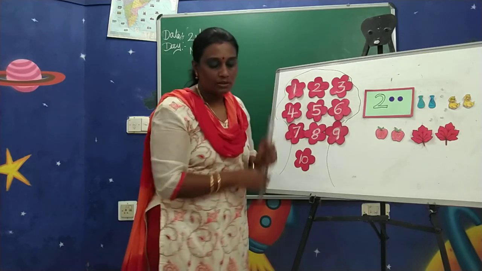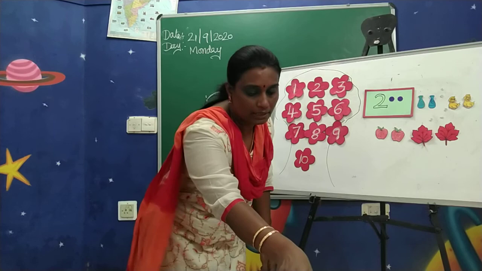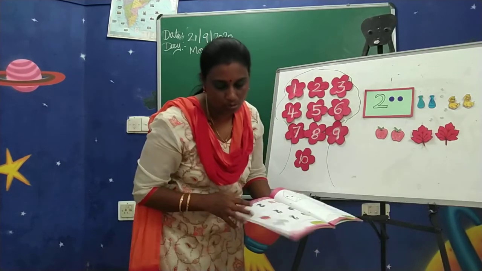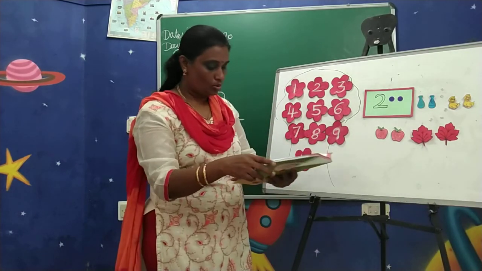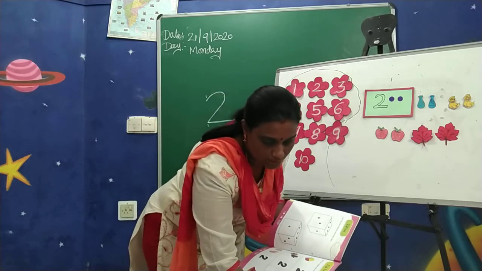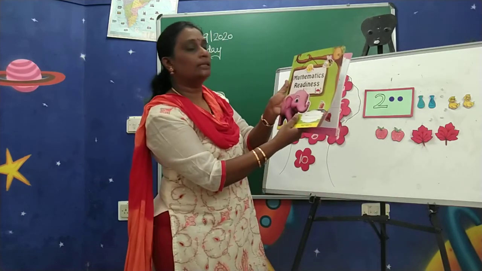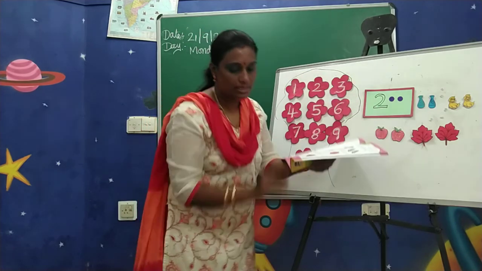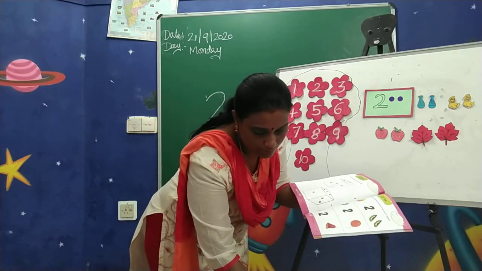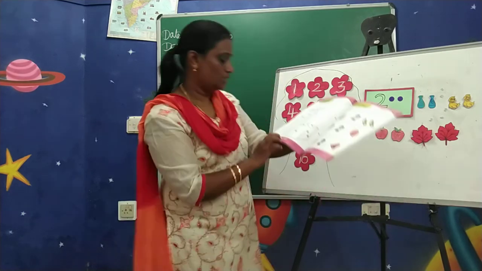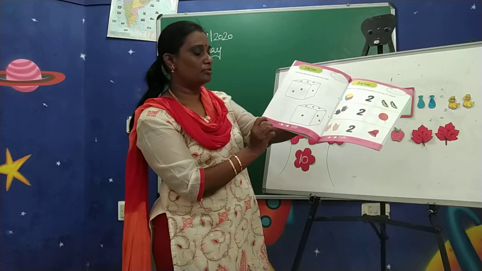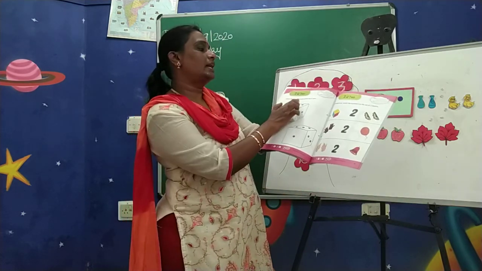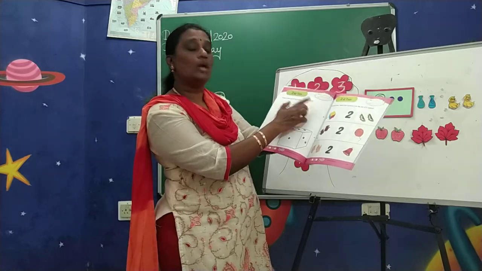Yes children. Now we'll go to the writing part, which you have to write for today's homework. What should you do, children? Open the mathematics readiness book. Yes, you have opened. In that you see page number 15. Can you see this one? Page number 15. Color the side of the dice which has 2 dots.